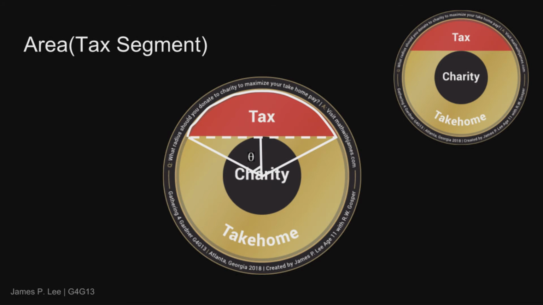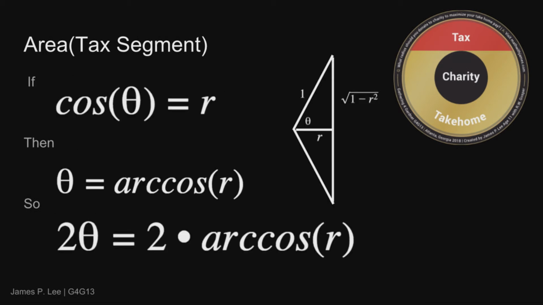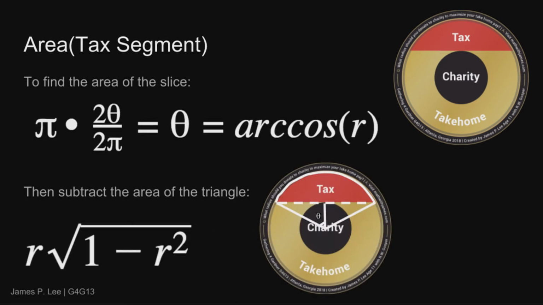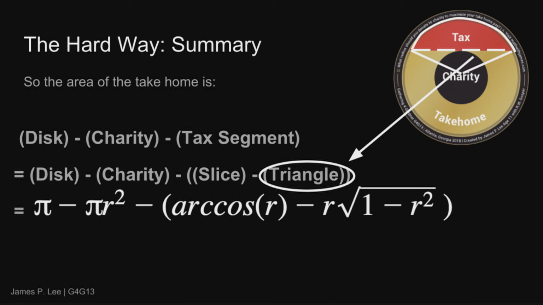So if you call this angle theta, and there are 2 pi radians in a circle, you have to find angle theta. So cosine of theta is r. So arc cosine of r is theta. And now you just have to subtract the area of the triangle, which is r times the square root of 1 minus r squared. So now you have the area of the tax segment right here. So now you know the area of the take-home is pi minus pi r squared minus arc cosine r minus r times the square root of 1 minus r squared.